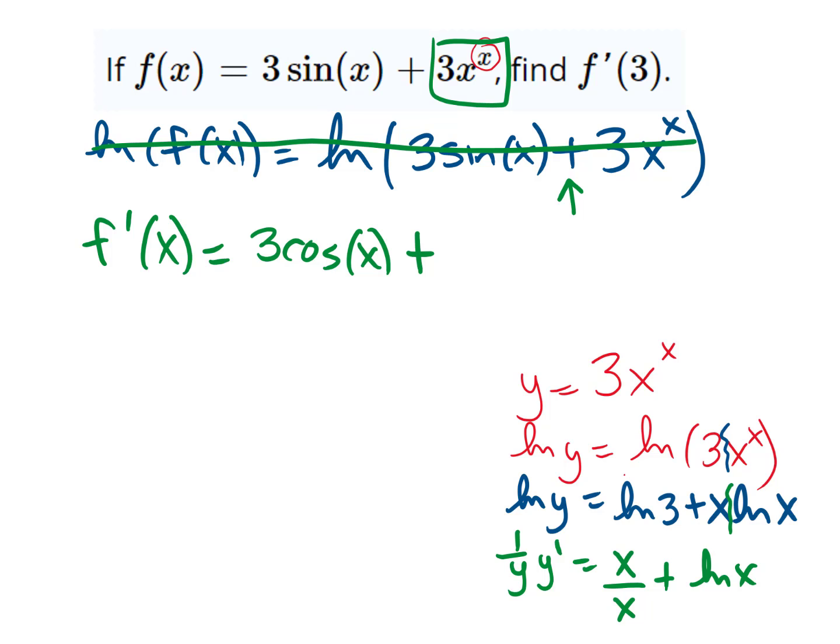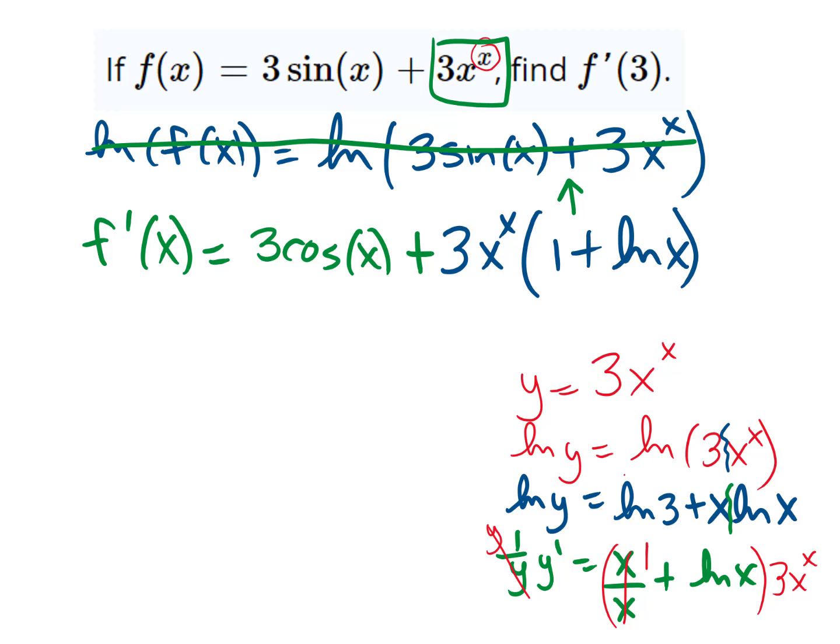A couple things I can do to it. First of all, this is just going to be a 1, and then I need to multiply both sides by y, but I want that y to be in terms of x, so it's 3x to the x. All right, so that is what I need to put up here after the plus sign. I needed the derivative of that next term, and I've got it here. I'm going to put the 3x to the x out in front, and then it's going to be 1 plus the natural log of x.